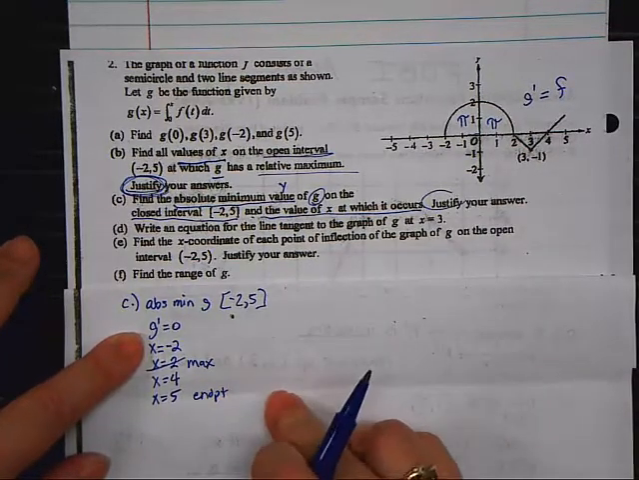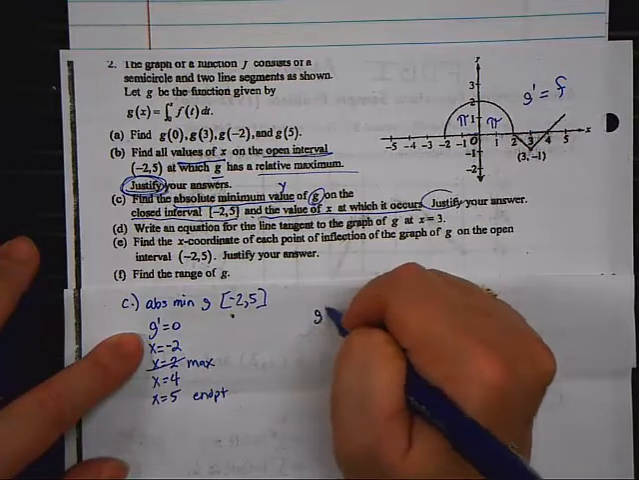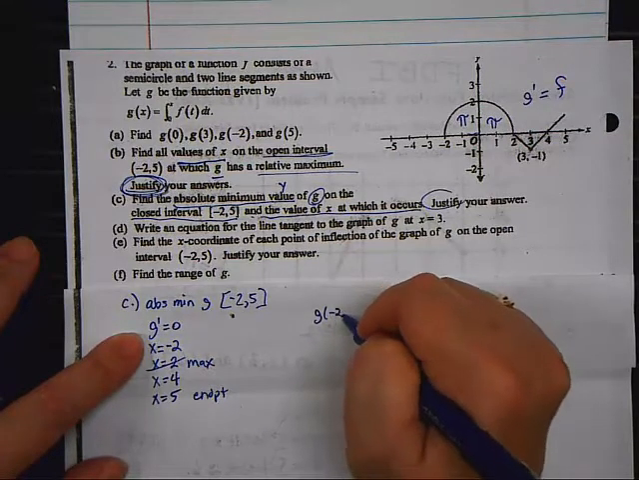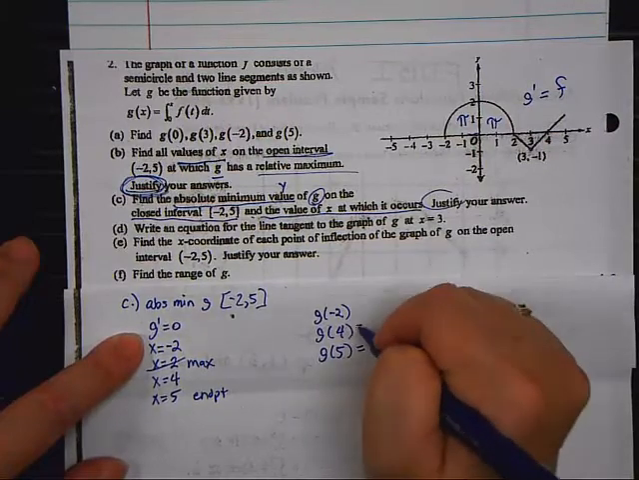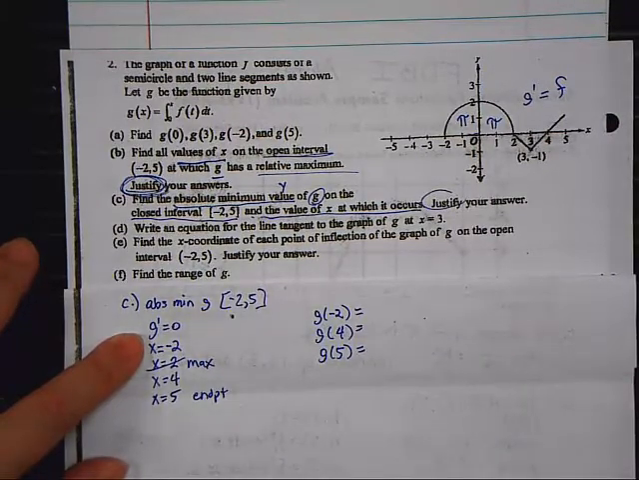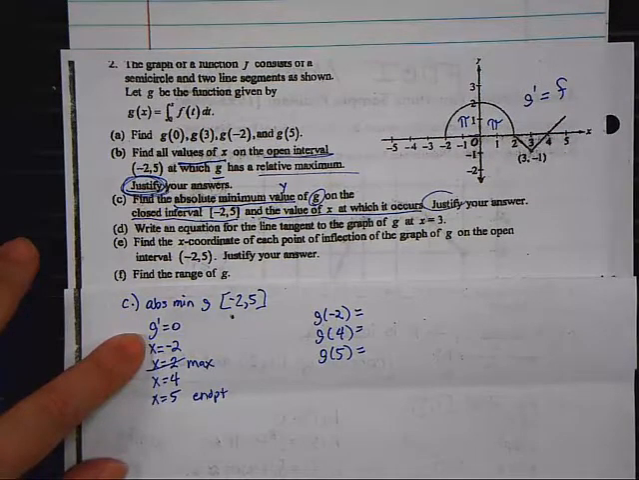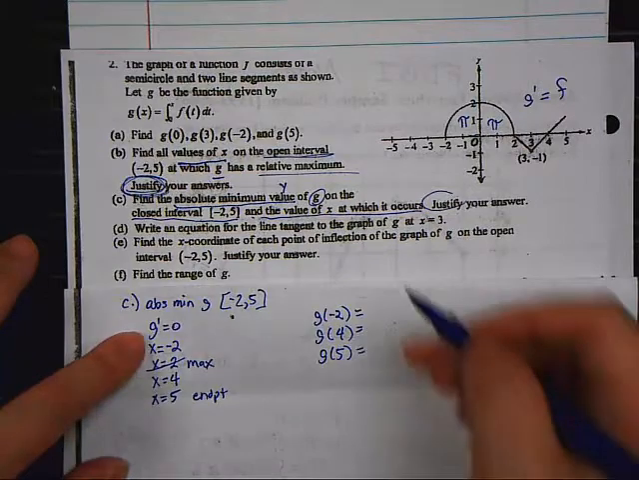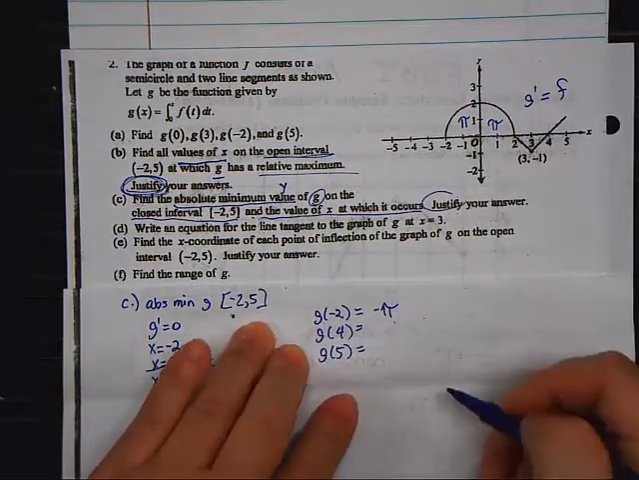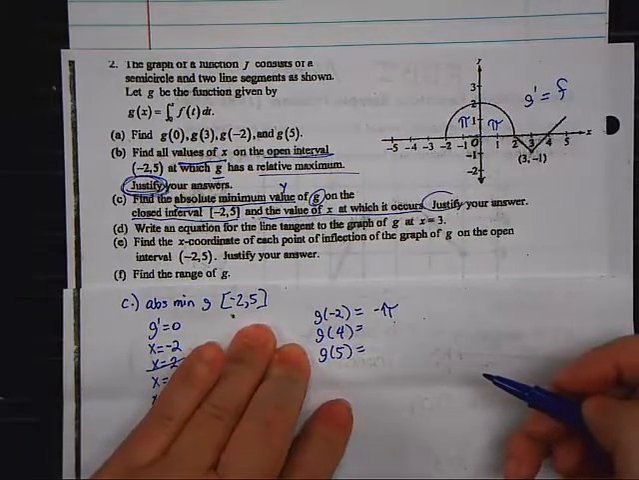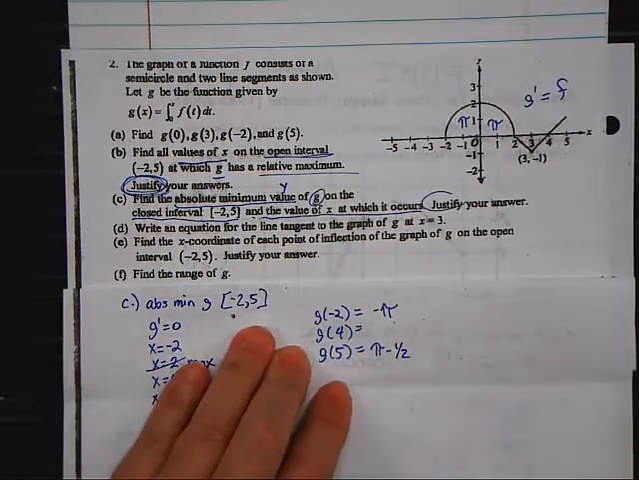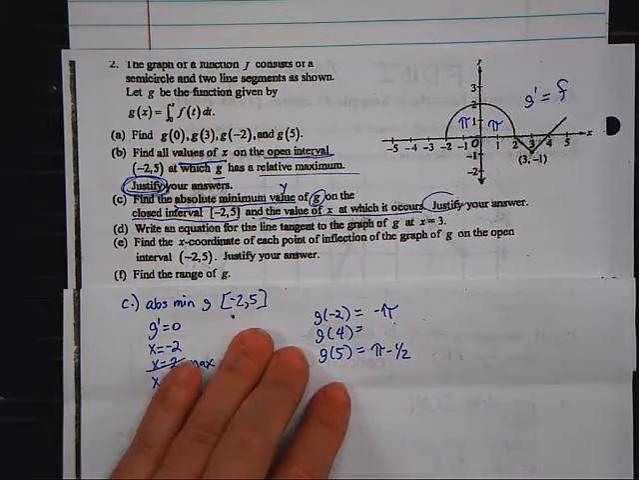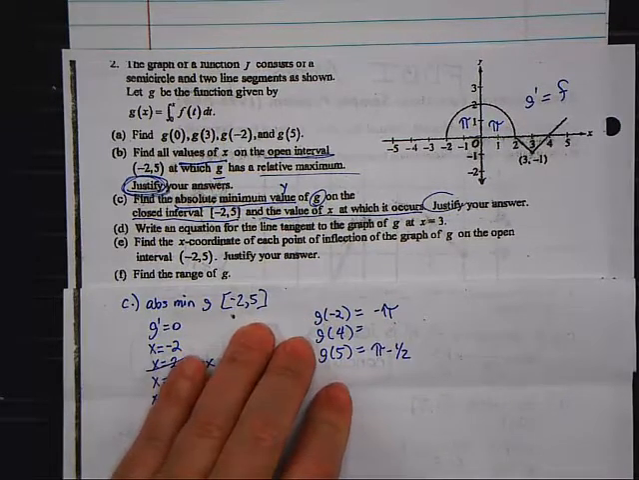Okay, we're going to plug them into the original equation. So I need to know G of what? -2, G of 4, G of 5. Well, guess what? I've already done some of those in part A. What is G of -2? We already did it. -pi. Which other one do we already know the answer to? 5. What's G of 5? Pi minus a half. So far, which one is the minimum? -2.